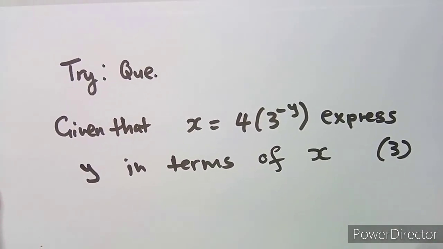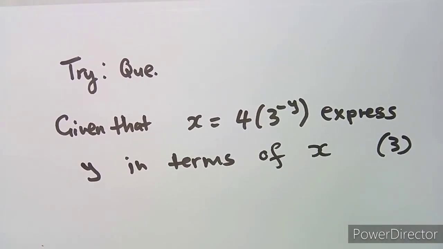So guys, do you see how they ask these questions? These are the typical questions. So I want you guys, with the idea of what we have been talking about, to now try this question where you are given, from one of the question papers, that x is equivalent to 4 into 3 to the exponent of -y. Express y in terms of x, and that is actually 3 marks. So I want you to apply the skills that we have been talking of in this class to try this question. And don't forget, guys, to give your feedback.